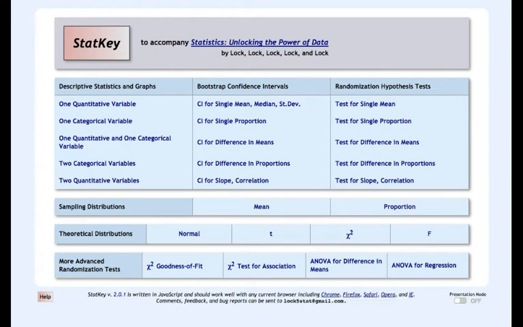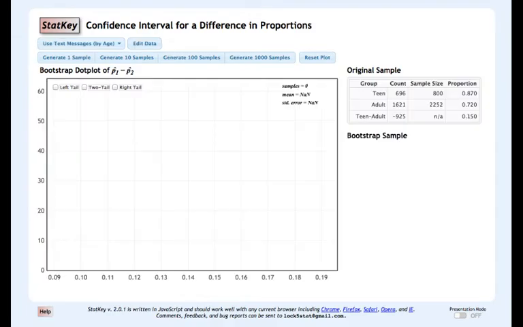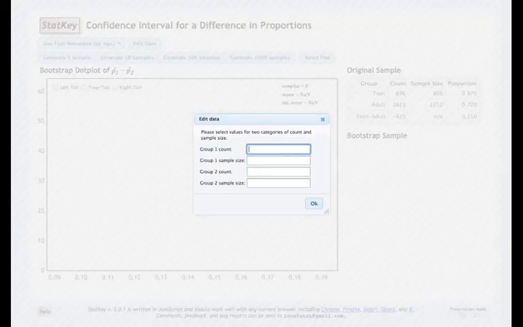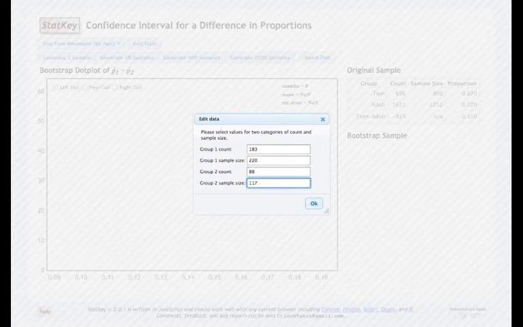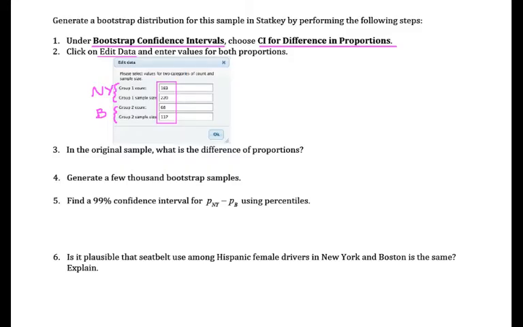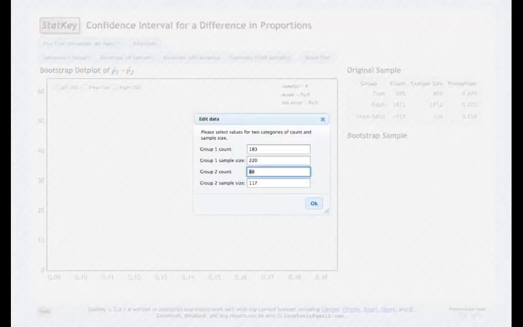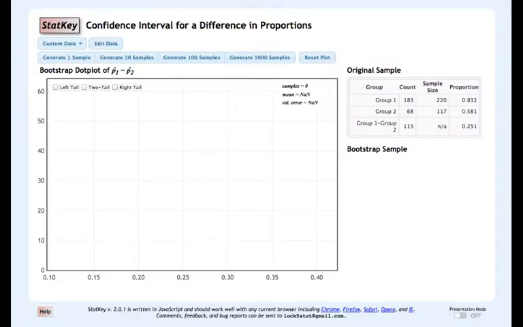So in StatKey now, Bootstrap confidence intervals, CI for a difference in proportions, then clicking on Edit Data and entering these values: 183, 220, 88, 117. I'm sorry, I think that's 68. Yeah, 68 and 117. So that we can see our difference of proportions.